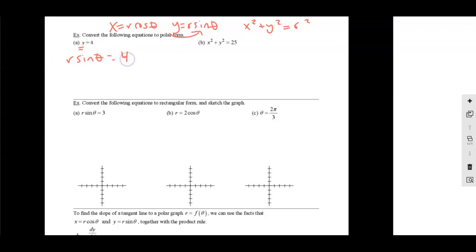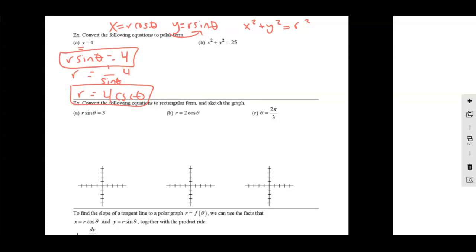And so there we go, right? We could leave it like that. Or if you wanted to, you could divide it over. If I have 1 over sine of theta, that's the same thing as cosecant theta. I should put the 4 first. Here we go. 4 cosecant theta. You could leave it like this, or you can leave it like this. Those are both equivalent, right?